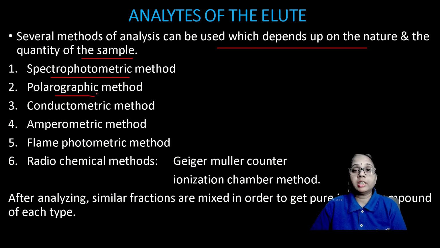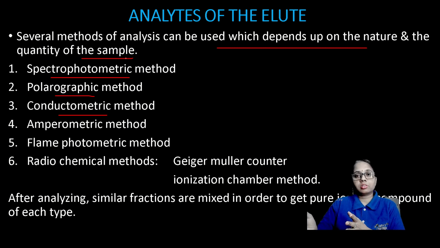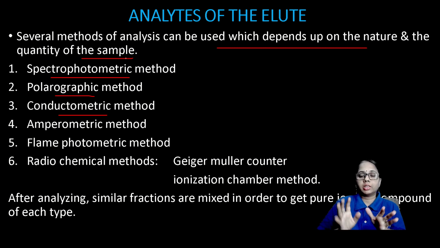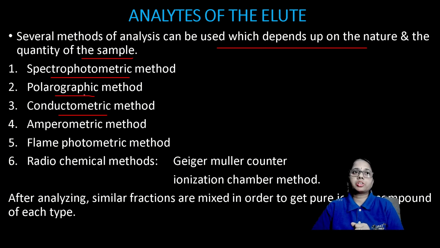Polarographic method: if it contains some ions, electrolytic substances, then you can go for the polarographic method. Conductometric method: since almost all are anions and cations, you will definitely observe some anions and cations there, and they have the property of conductivity. So you can go for conductometric detection also. Amperometric detector: ions may also generate some current, so amperometry is also one of the techniques.